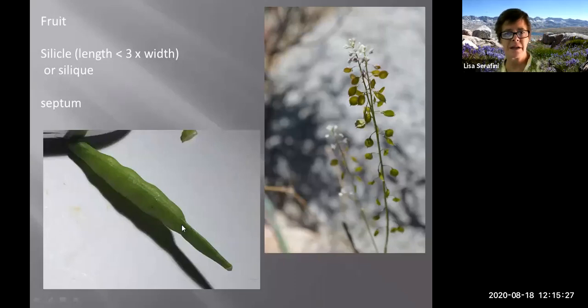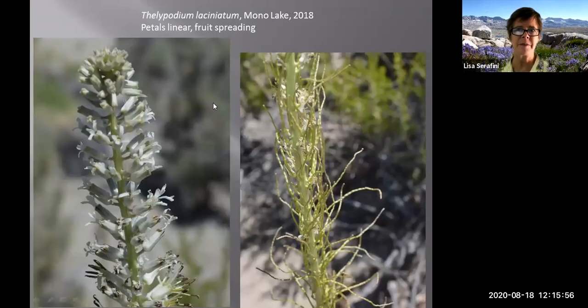In any case, I just wanted to go back to this picture. You can see here this line. This is where the septum would be attached inside, and the seeds are also attached there. If you remember our terms about where seeds and ovules are attached, the placentation, this would be parietal placentation. If you haven't covered that yet, don't worry about it. You'll get to it.